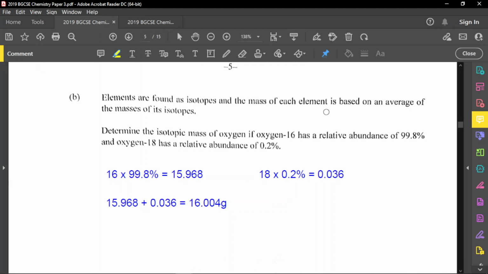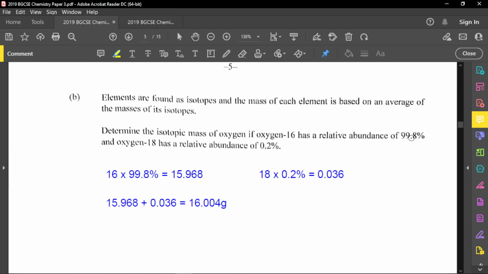And the mass of each element is based on the average of the masses of its isotopes. Determine the isotopic mass of oxygen if oxygen-16 has a relative abundance of 99.8% and oxygen-18 has a relative abundance of 0.2%. And notice the total here is 100%, right? And so to work this out, you're going to go with the 16, the mass number here, 16.